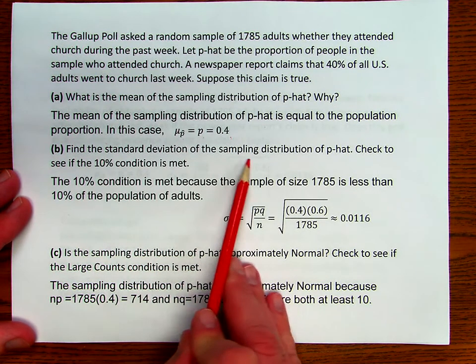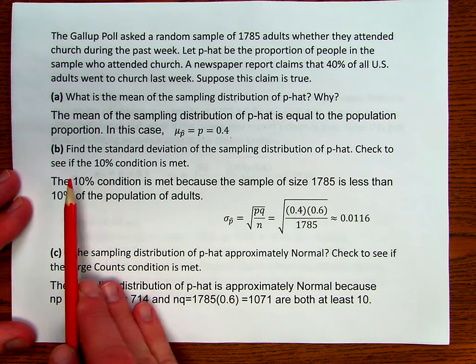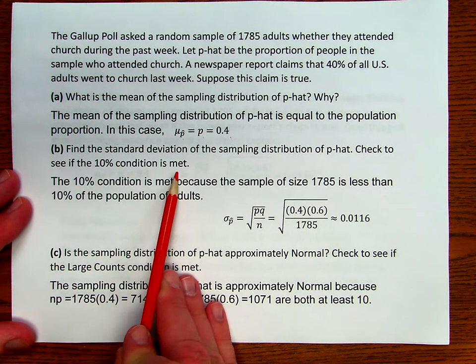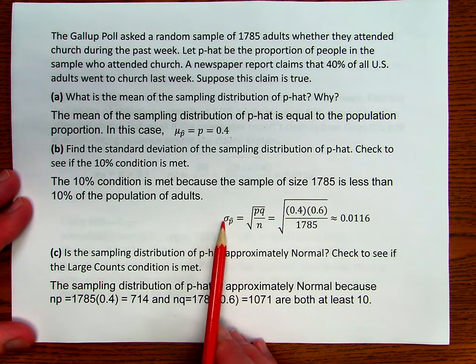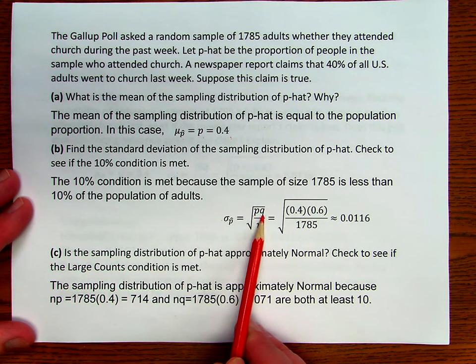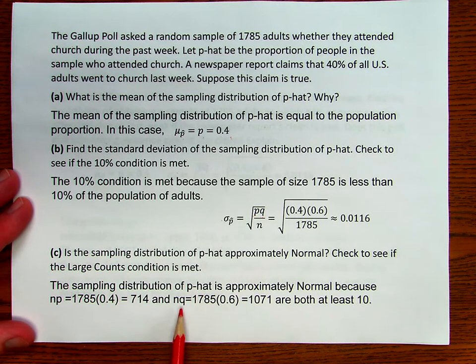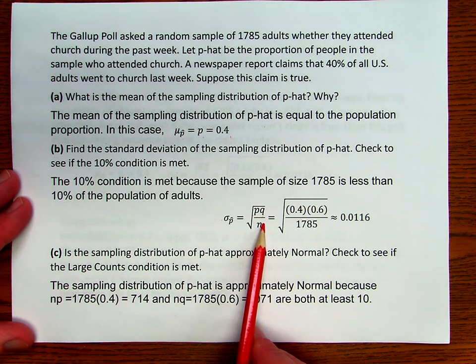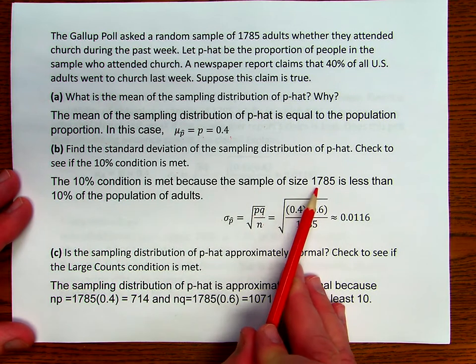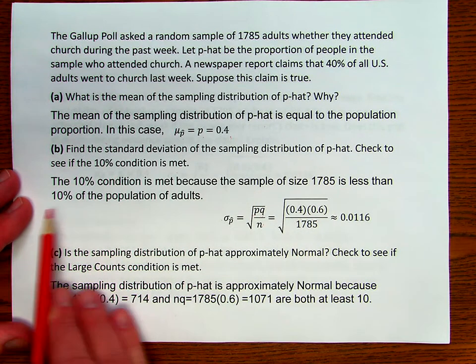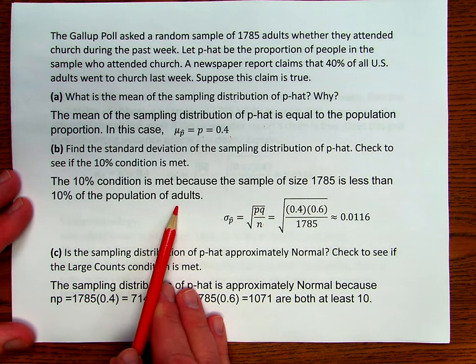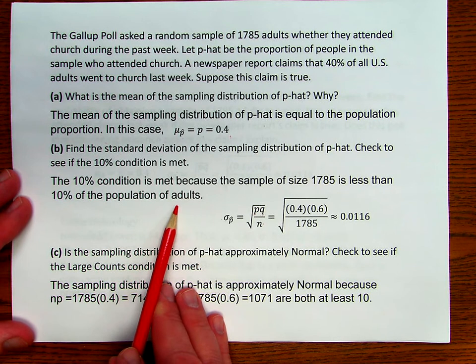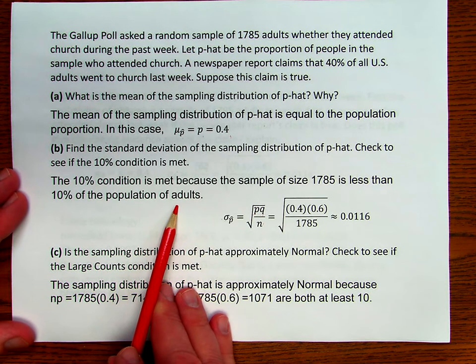Okay, find the standard deviation of the sampling distribution of P hat. Check to see if the 10% condition is met. So the standard deviation of the sampling distribution, here they use the PQ instead of the 1 minus P for that one. Okay, this formula is valid as long as we're not sampling more than 10% of the population. And the 10% condition is met because the sample size of 1,785 is less than 10% of the population of adults. So again, if you're asked to make this check, it has to be in context.